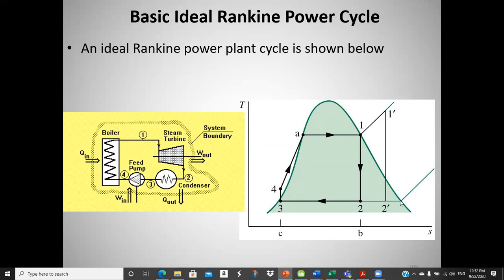If we're all the way over here, the quality is 1. So the quality is 0.9, 0.95, whatever here. And then we condense. If we're superheating, it's 1', 2'. If we've got saturated steam coming out, it's 1 to 2. But this is ideal because these processes are straight down at constant entropy. So this is the ideal turbine.